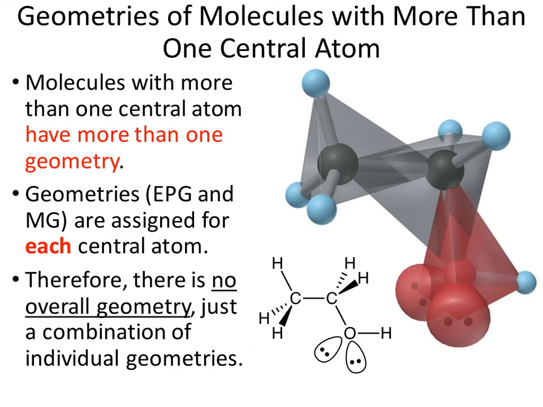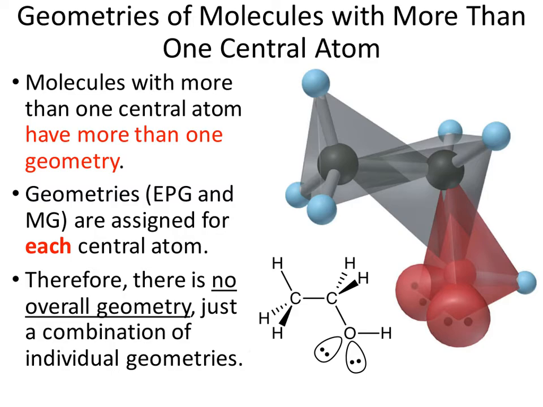Now, larger molecules might have more than one central atom. In this case, when we look at the 3D sketch over here, we have carbon, carbon, and oxygen. All of these are going to be central atoms. So we actually have 3 central atoms. Now, there's no overall geometry for this molecule, but we have a geometry for each central atom. So technically, the geometry of the molecule is the combination of these individual geometries.